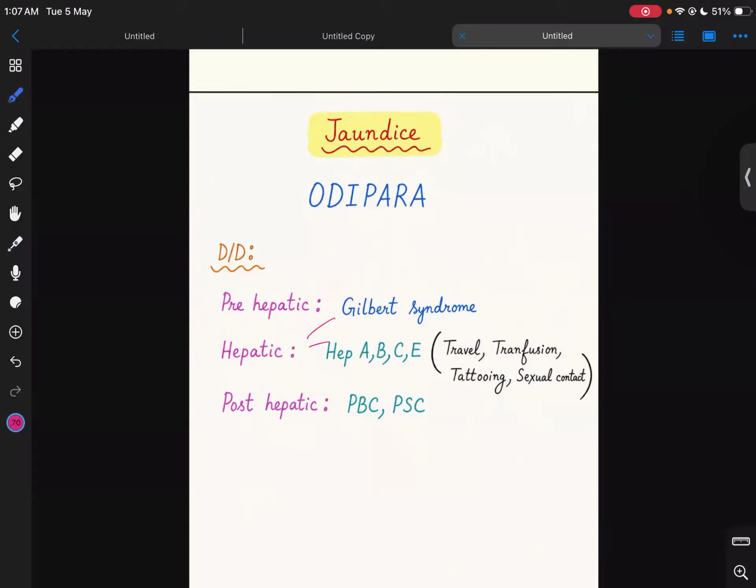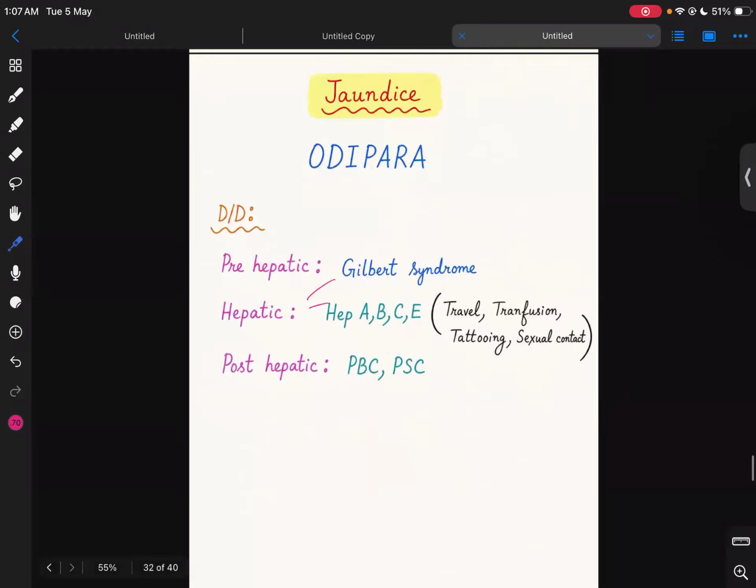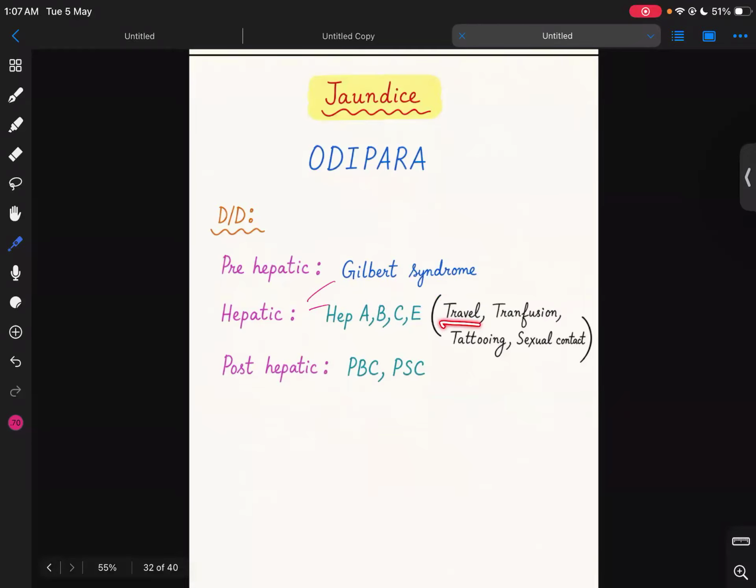Regarding the hepatic cause, the causes that we have to keep in mind mostly are hepatitis, that is hepatitis A, B, C, E, and also Gilbert syndrome, that is a genetic disease. And in the post-hepatic cause, it is primary biliary cirrhosis or primary sclerosing cholangitis. So we have to take the travel history, transmission history, tattooing, and sexual contact in detail to rule out the hepatic cause.